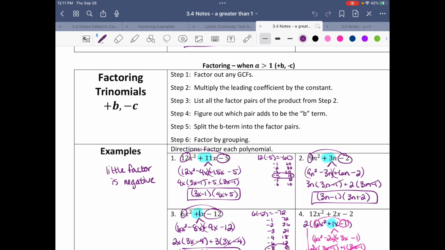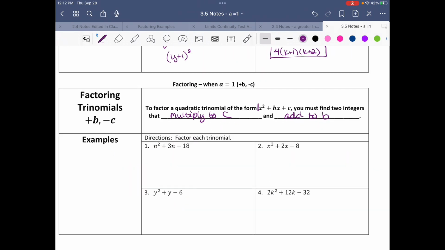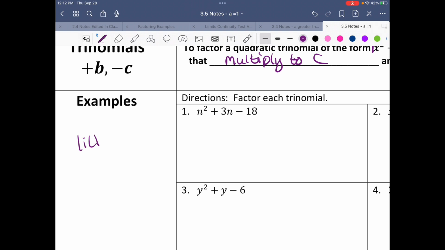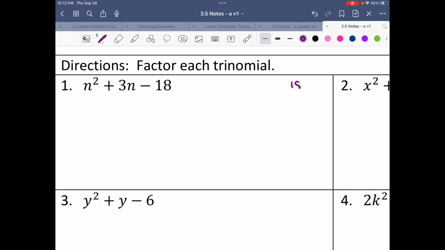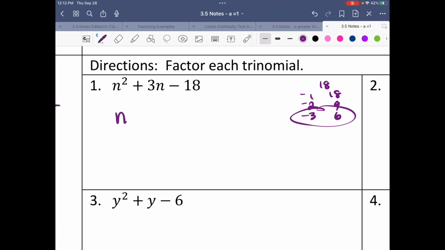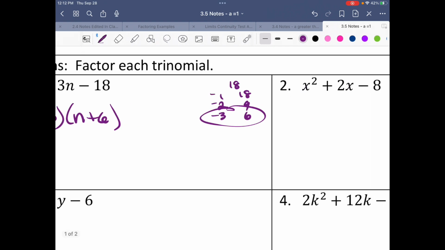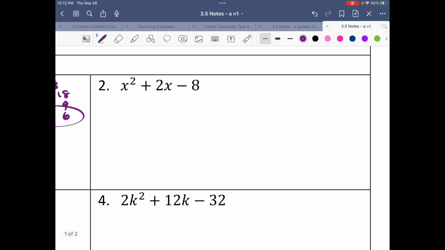Okay, so in this case, we have a positive b and negative c. And we learned over here that if you have a positive b and a negative c, it's the little factor that's negative. Basically, the positive has to outweigh the negative. So factors of negative 18 that add to be positive 3. Okay, remember, 18 has these factors, 1 and 18, 2 and 9, 3 and 6. We're supposed to make the little factor negative, and it's negative 3 and positive 6 that add to be 3. So n minus 3, n plus 6.